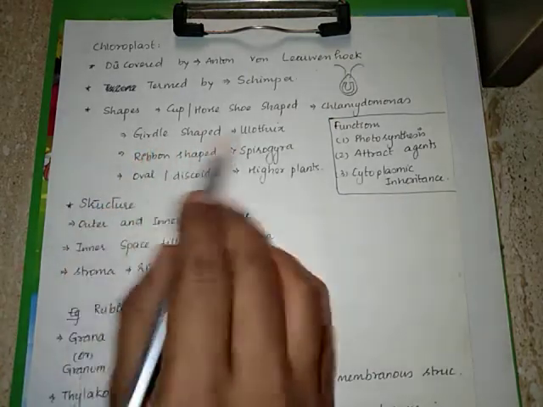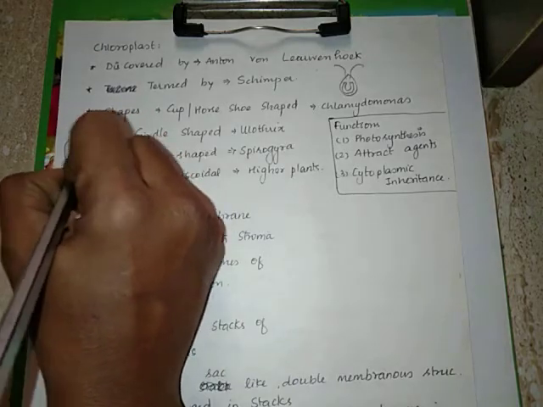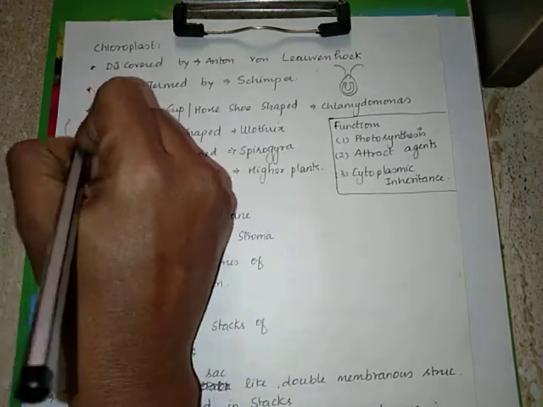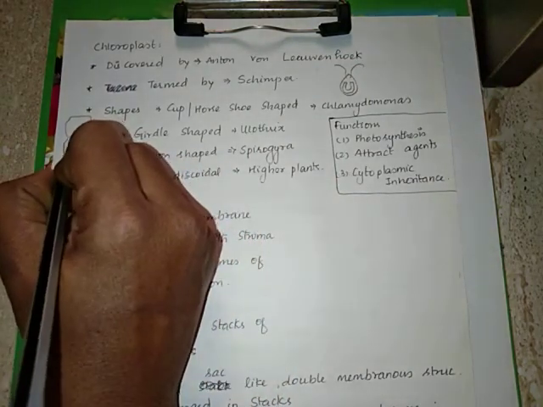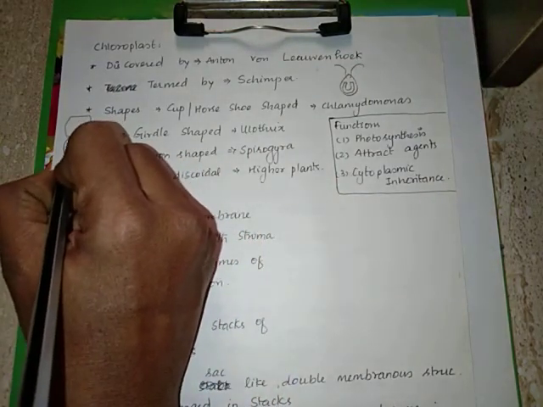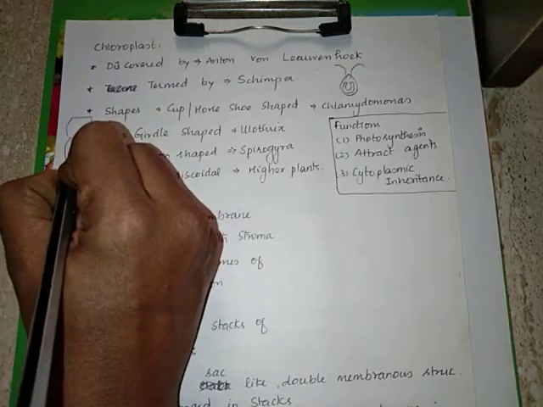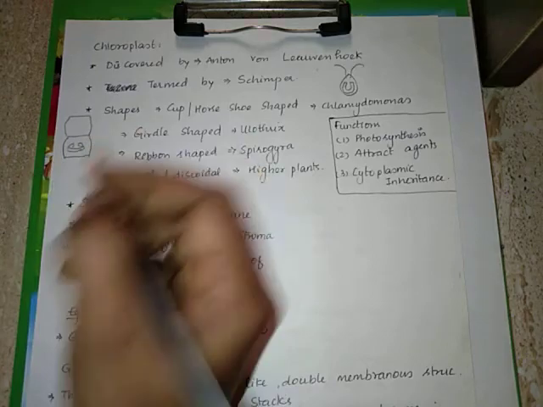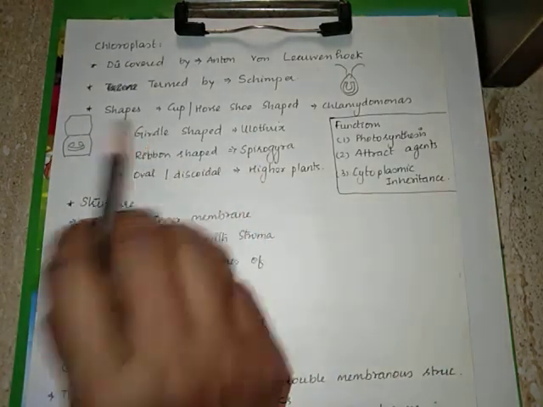The next is girdle shaped, in Ulothrix. Ulothrix are filamentous structures that are attached to each other, one over the other, like this. When it is girdle shaped, they look like this. That is, they cover the entire surface of the cell, and it is more or less a ring-like structure, so it is called girdle shaped.